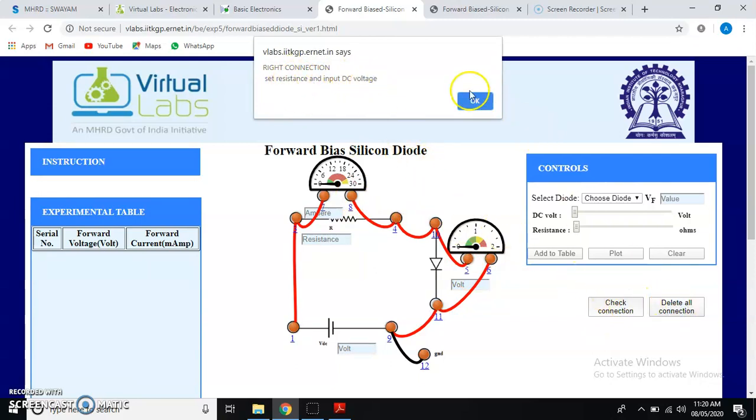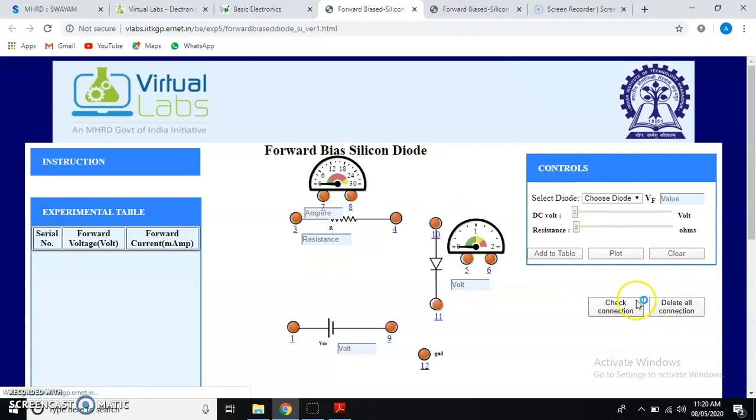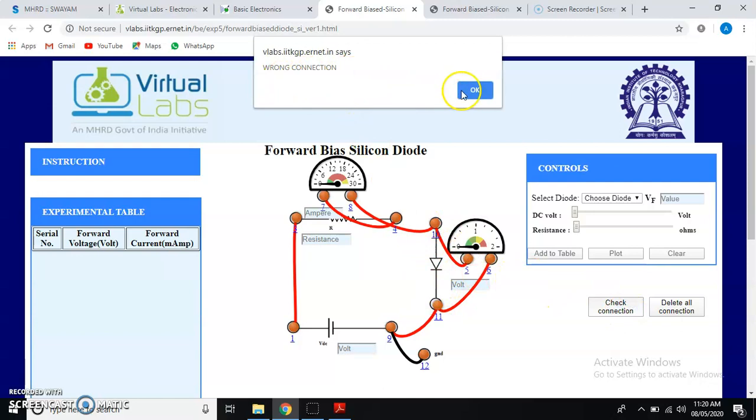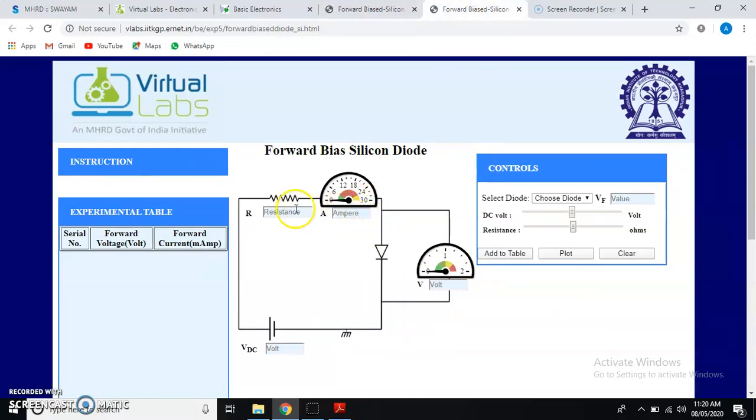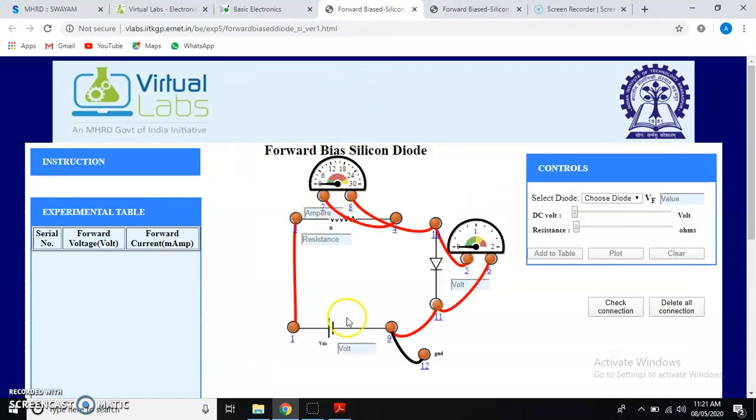Now if I delete the connections, according to general knowledge, through the resistance it should go to the multimeter, then here, then this link has to be joined so that the cathode will be negative, then the ground of the circuit. This is the voltmeter, so voltage across the diode, across the two terminals. Once I click on check, it gives me wrong connection. But if you observe, the resistance is in series with the current meter, because the current meter has to be in series. Then and only then can we measure the current flowing through the device. That is the problem faced here.